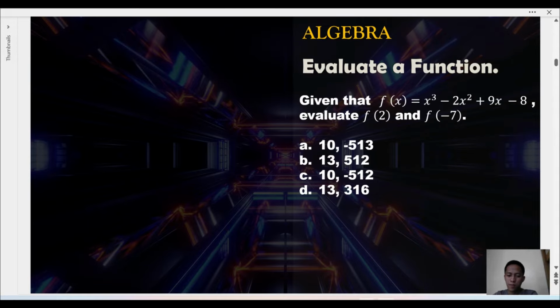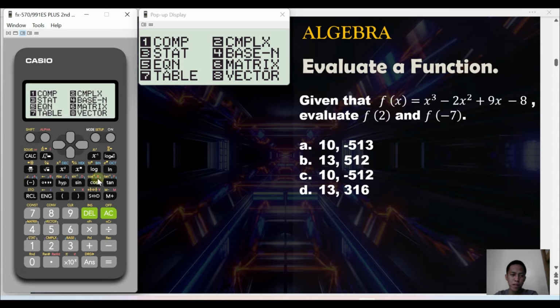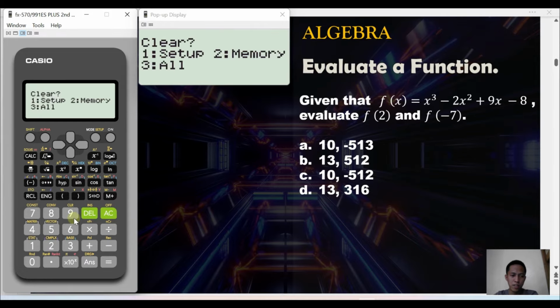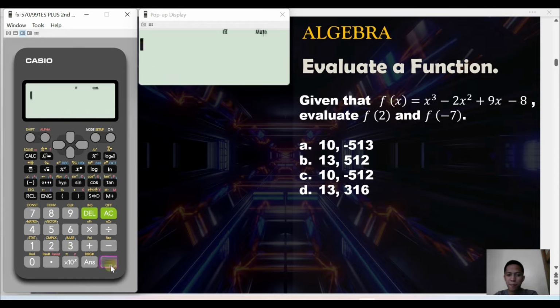Okay, so ito na guys. First problem, solve natin. So, again guys, shift clear natin. Ayan. Shift clear lang natin. Clear all. So, ito guys, given that f of x is x cubed minus 2x squared plus 9x minus 8, evaluate f of 2 and f of negative 7. So, yung calculation nito guys, basically, isubstitute lang natin yung 2 dito sa mga x, sa equations natin.